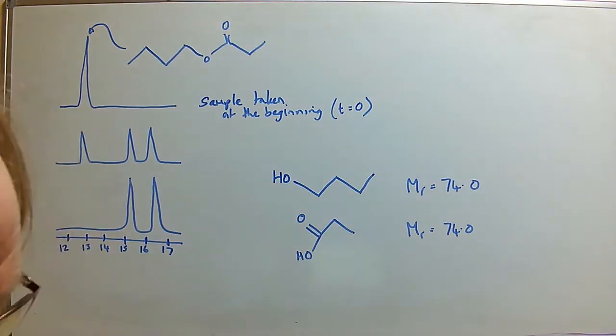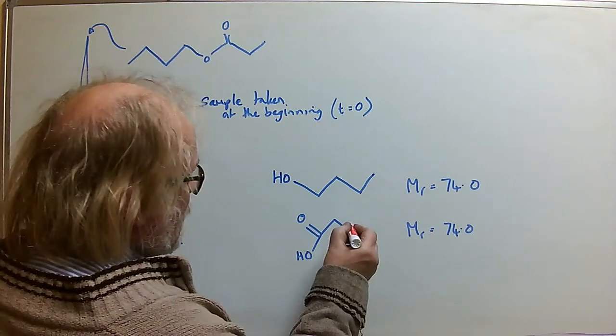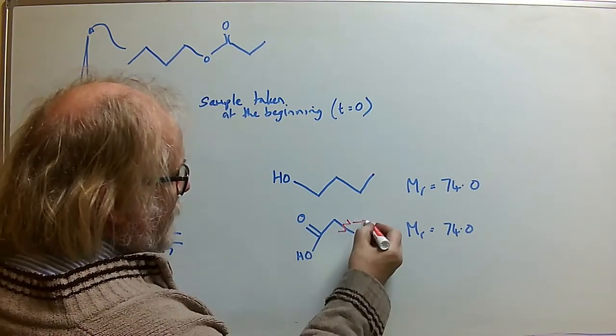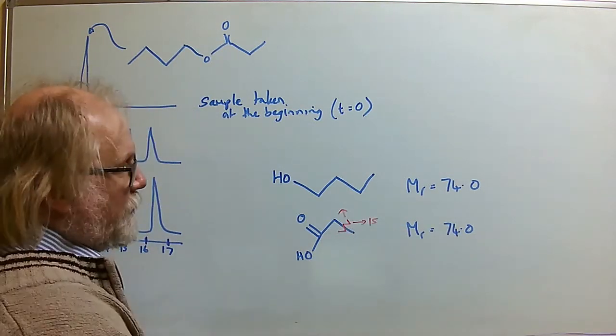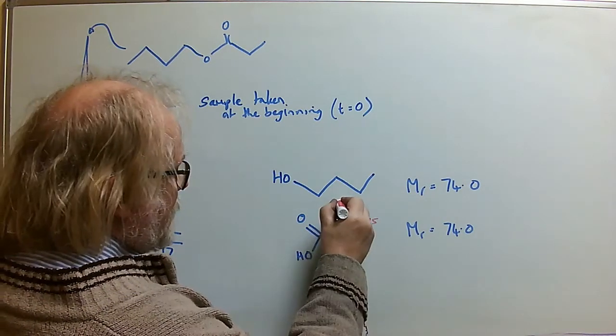So if we look at the carboxylic acid first of all, if you break it there, you'll get either CH3, which is 15, or you'll get 15 away from that, which is 59.